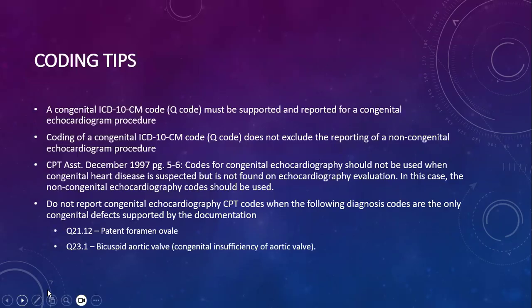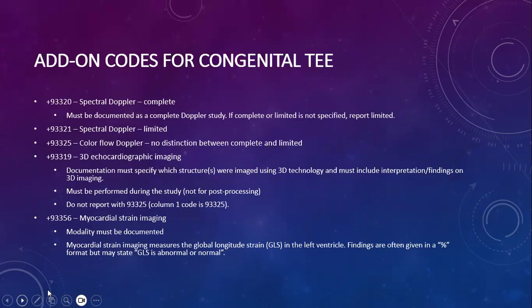Again, there are no limited or complete for these codes. Same guidance as your TTEs for congenital cardiac anomalies. I'm not going to reread this entire slide. It is literally a duplicate of what's required for TTE procedures. There's nothing different. It's a different procedure, but the Q code rule still applies. Again, your add-ons. All of these follow the same rules and guidelines as the other codes that allow add-ons. Okay.